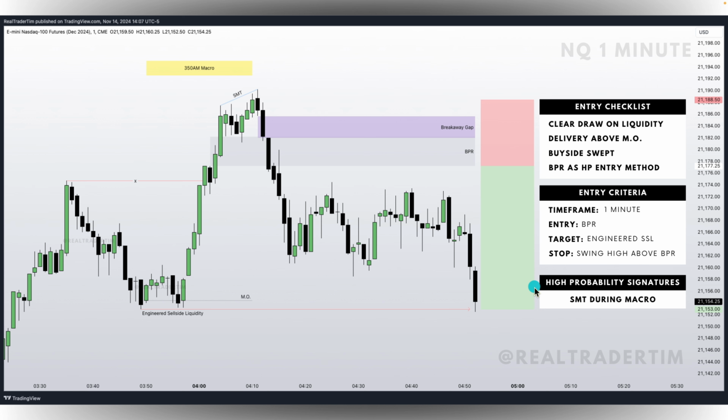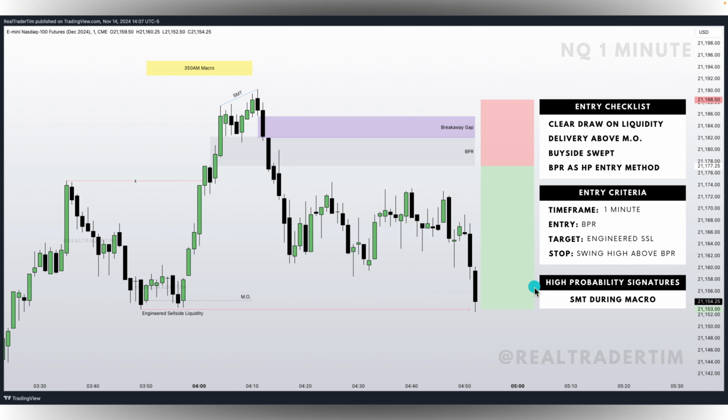So first and foremost, before utilizing a high probability PD array, whether it's a balanced price range, a high probability inversion, a high probability order block, we need to understand that draw on liquidity is the number one priority. We need to have a clear draw on liquidity, and if we do not, we do nothing until we have a better idea of where price is likely to go. After we've identified a clear draw on liquidity, step 2 is to wait for manipulation.